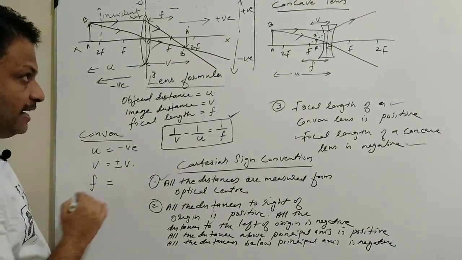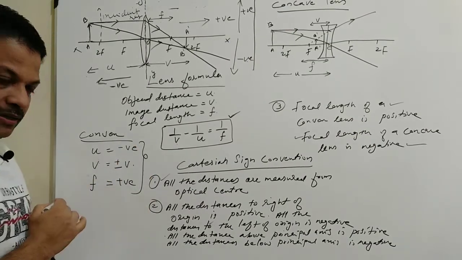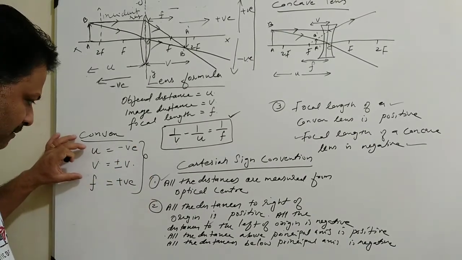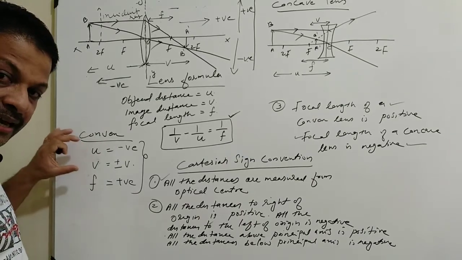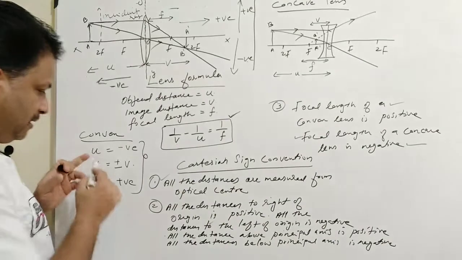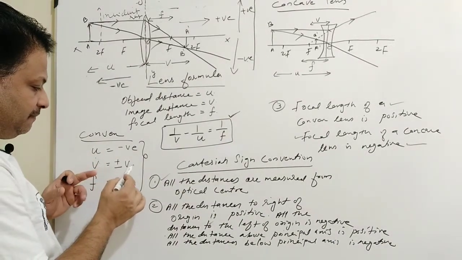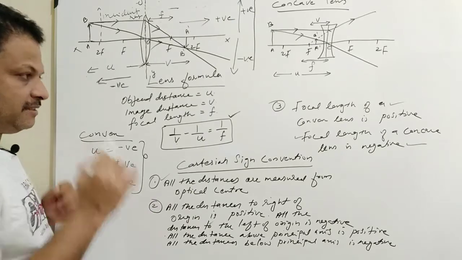Focal length is always positive for a convex lens. So if you remember these 3 points, you can easily apply them in the numericals to solve the problems. Okay, so for a convex lens, U is negative, V is positive or negative, and F is always positive.